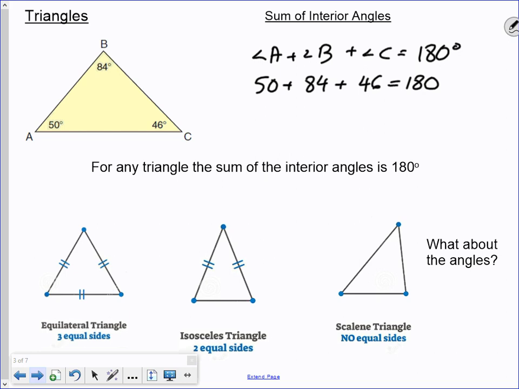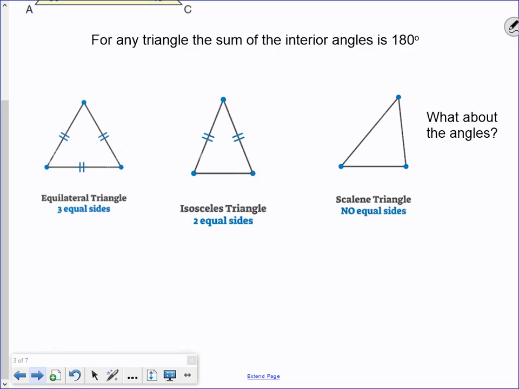So the three main types of triangles that we encounter are what are called equilateral triangles, where all three sides are equal. And these little tick marks here, here, and here tell us that those sides are equal. Isosceles triangle that has two equal sides, and a scalene triangle where none of the sides have equal lengths. Now the question I've asked over here on the side is, what about the angles?